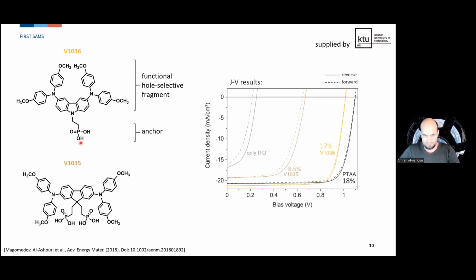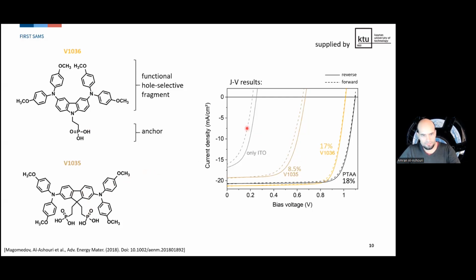And the first tests, after figuring out how to process them, were not very convincing, but still surprising. So with a monolayer, we could reach some JV curves that you can see here. So PTAA at that time, 18% was fine, and 17% for the best V1036 cell. And then there was a big difference to this molecule right here, V1035, but it's basically only the variation of two anchoring groups. We thought this should be better.